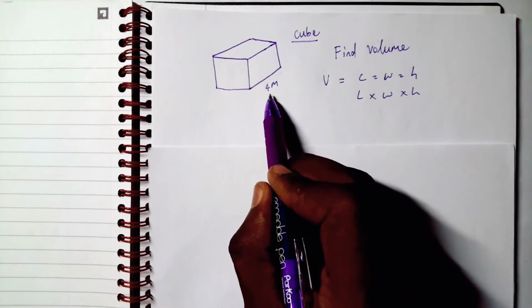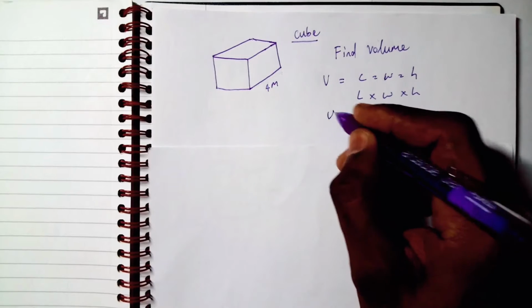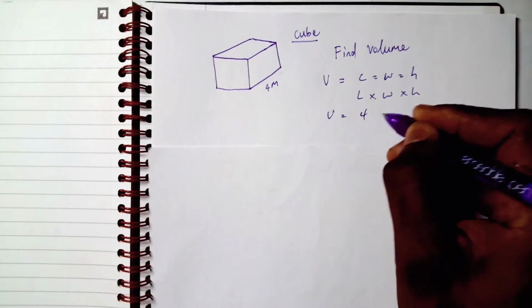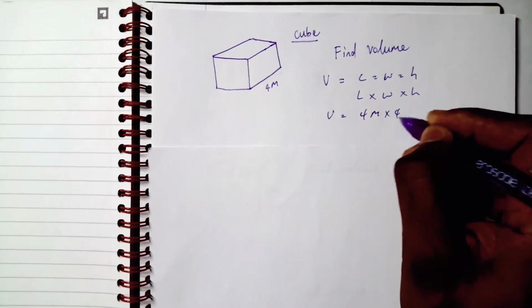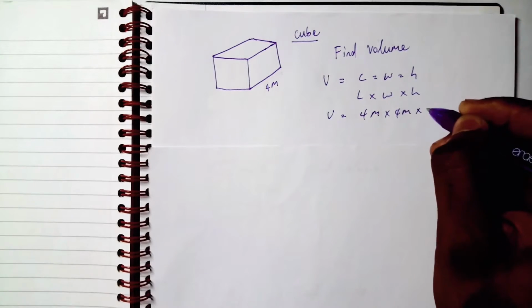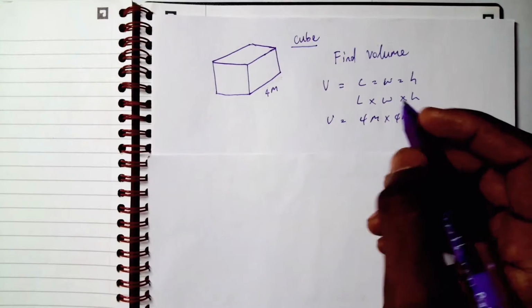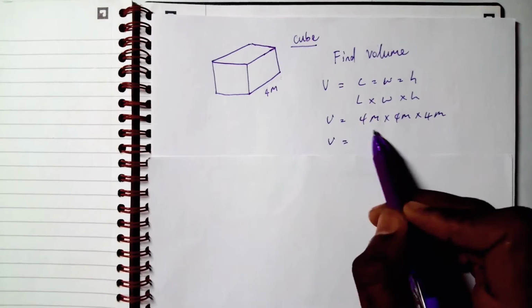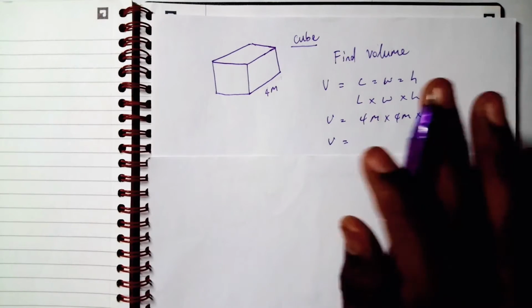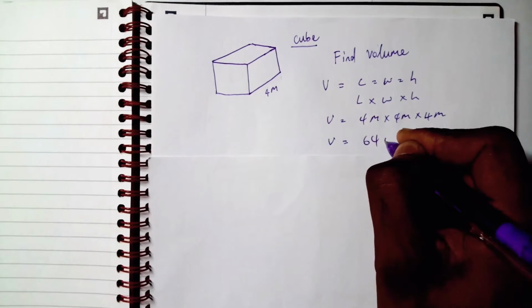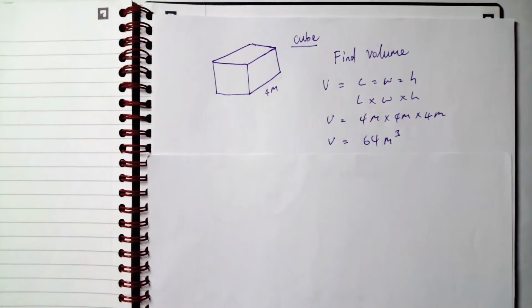So if one side is 4, the volume is going to be equal to 4 meters times 4 meters times 4 meters, because all the sides are the same. Now our volume will be 16 times 4, which is 64 meters cubed. That's the beauty with a cube. All the sides are the same, so it's really easy to calculate. Okay? Great.